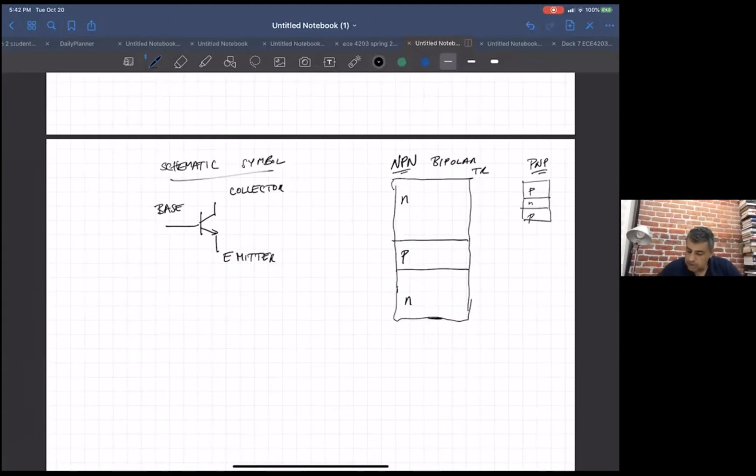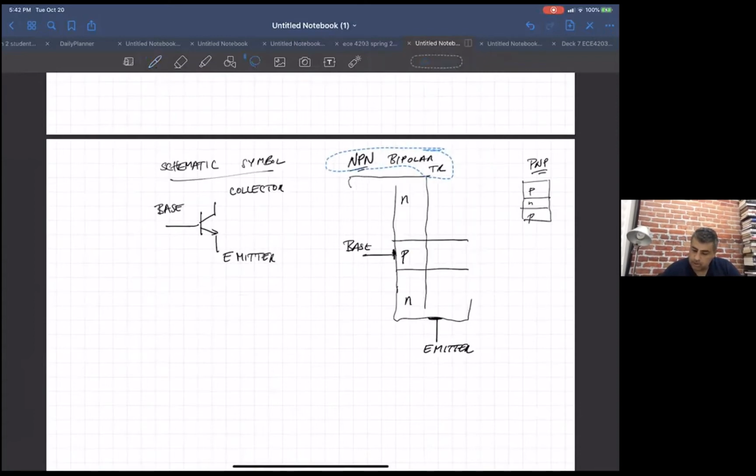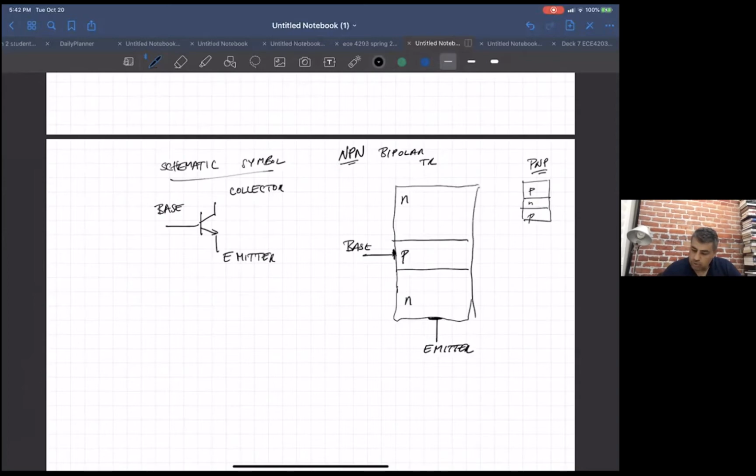And if I was going to draw these same terminals, this would be called the emitter. This would be called the base. I didn't give myself a whole lot of room here, but just move these guys over. Whoops, that didn't help. This is called the collector.